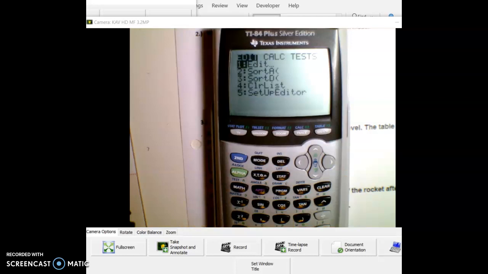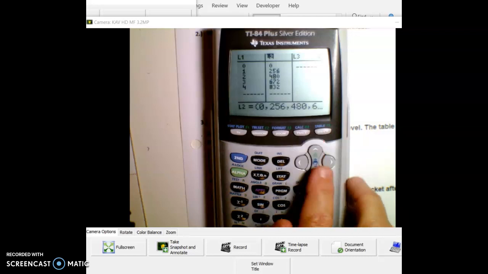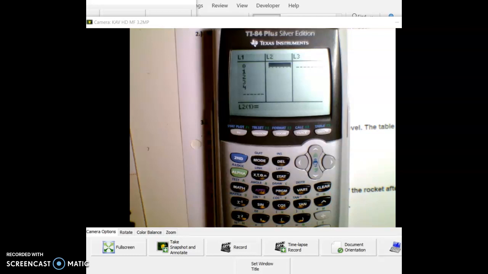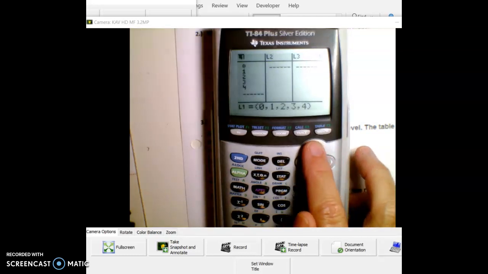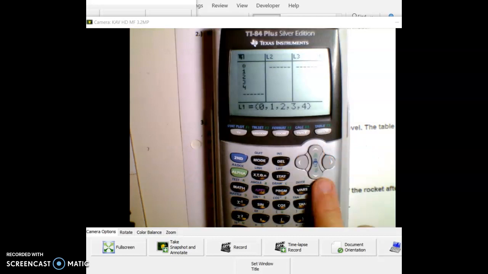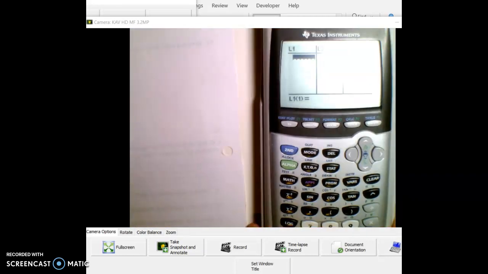Push stat, and we're going to edit, and we're going to put some data in here. Okay, so I've got data in here that's old, so I'm going to go to the top. I'm going to hit that scroll button and go up to list 2, and I'm going to hit clear, enter, and it will clear out that whole list. I'm going up again, up to list 1. I'm going to hit the clear button, and I'm going to hit enter, and that clears out that list. All right, so what we want to do is we want to put in the data that was on that piece of paper.